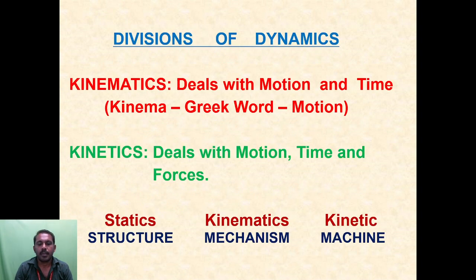Next, kinematics. Kinematics deals with motion and time, but force is not considered. But kinetics deals with motion, time and force. Already discussed, kinematics does not consider force. Kinetics considers force. For example, statics is a structure, kinematics is a mechanism, and kinetics is a machine.